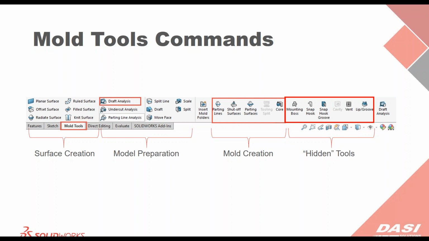So this is a couple of your analysis tools like draft analysis, undercut analysis, the scaling, the split, you can add draft, stuff like that. So a couple good tools. We're going to look at a few of those within SOLIDWORKS. The next segment they give you is the actual mold creation commands. So these are like how to create your parting line, your shutoffs, your parting surfaces, how to actually split your tooling, do your cores. And the beauty of this is SOLIDWORKS is intuitive enough to put these actually in an order that goes along with the workflow.